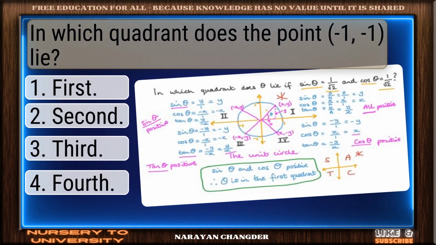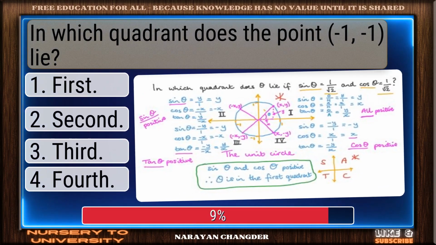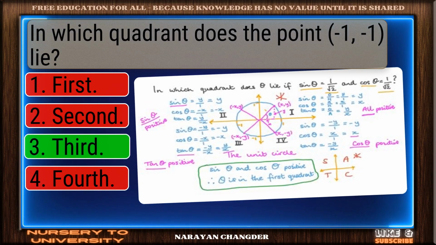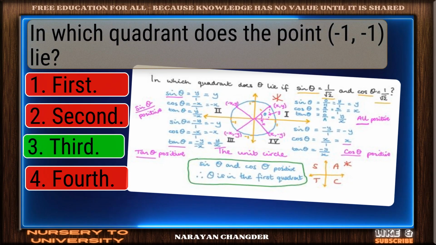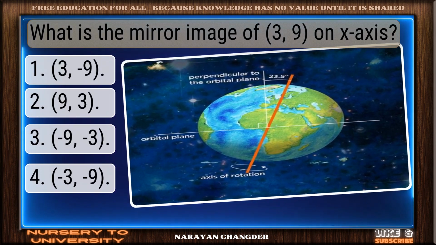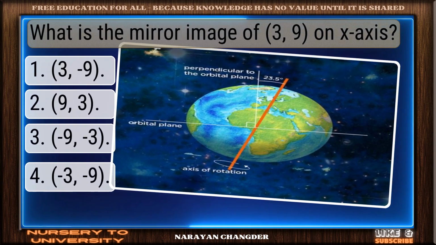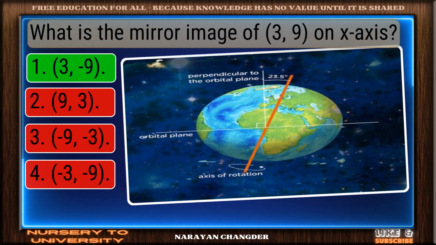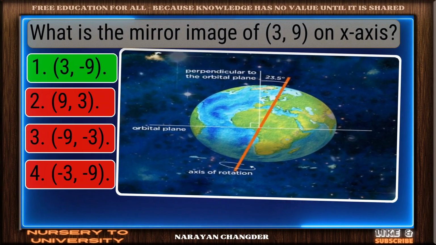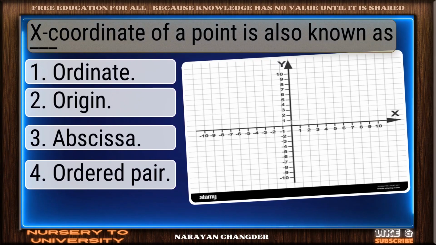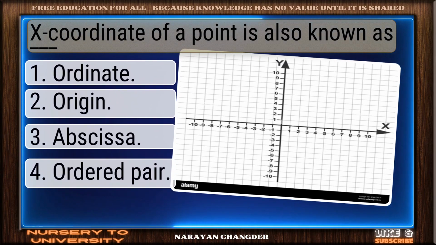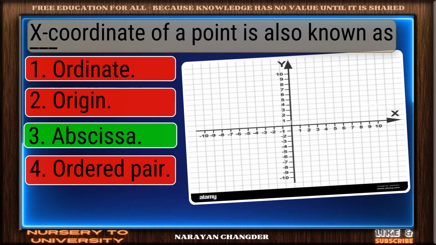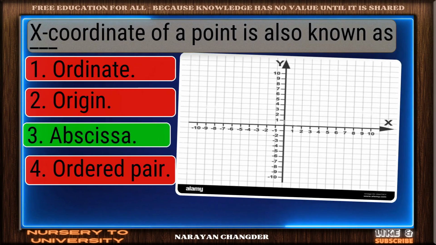Question number 135. In which quadrant does the point lie? Well picked. 1/3 is the correct answer. Question number 136. What is the mirror image of on x-axis? Bravo is the answer. Question number 137. X-coordinate of a point is also known as dash. Smart move. Abscissa is an accurate answer.